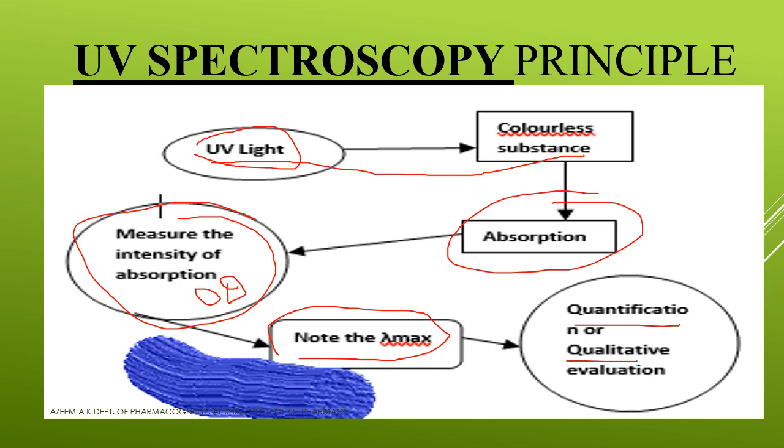So UV light should be passed through a colorless substance, then absorption will take place. Measure the intensity of absorption, that is the optical density, and also note the lambda max. These two parameters can be used for quantitative as well as qualitative evaluation of crude drugs, and this is the working principle of UV spectroscopy.